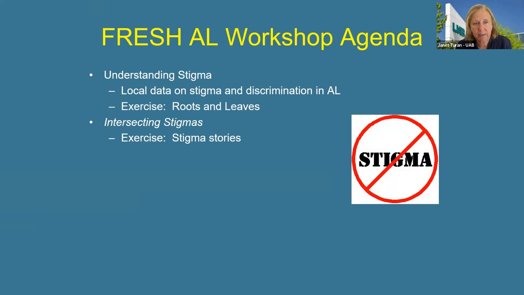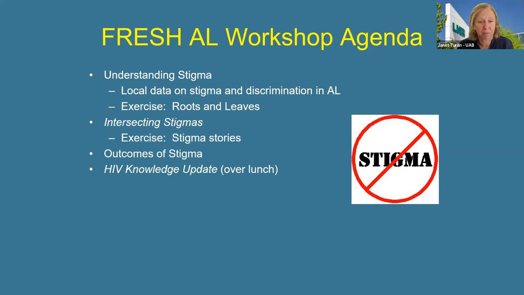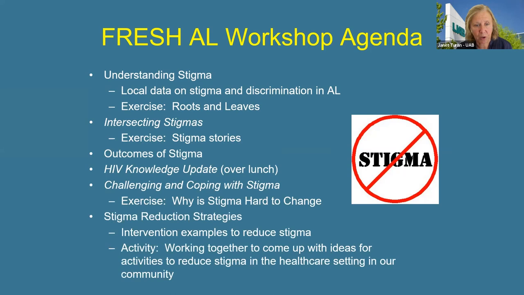We learn about understanding stigma. We do a lot of interactive exercises to understand intersectional stigma and how different stigmas related to different parts of who we are affect our lives. We learned about outcomes of stigma. We always do an HIV knowledge update because it's important for us to all be on the same page on that. And then we have an important session on how we can challenge and resist and help ourselves to cope with stigma. And then the participants work together to develop stigma reduction strategies for their setting.